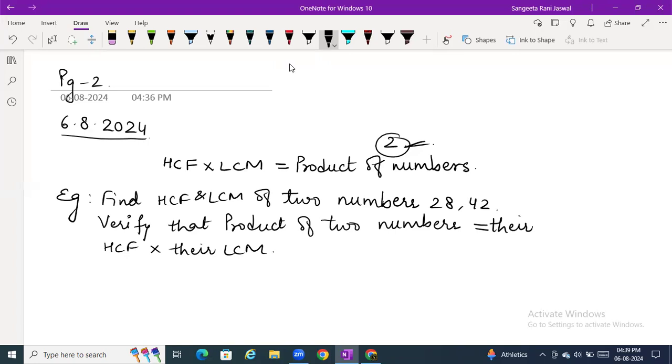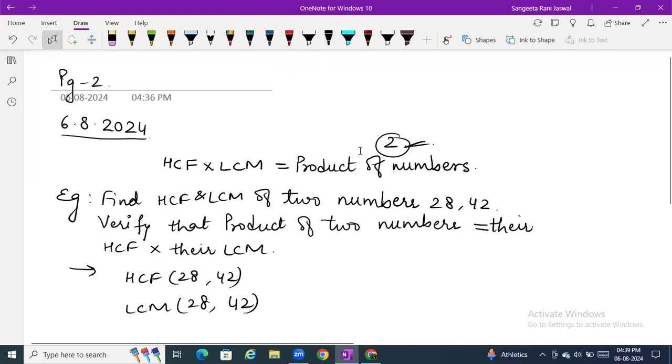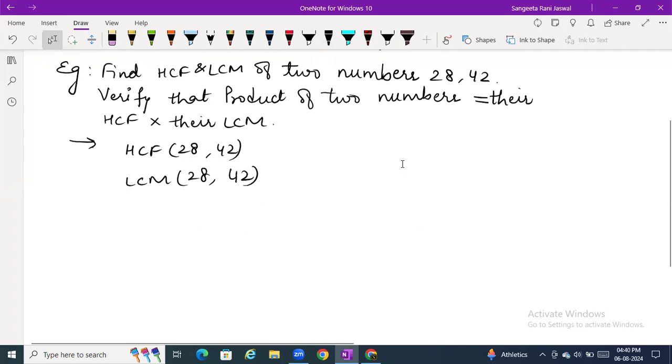Ma'am, so the two numbers are 28 and 42. Yes, two numbers are 28 and 42. So first you will find the HCF and LCM individually. You will first find the HCF of 28 and 42, and then you will find the LCM of 28 and 42. And you have to verify this condition that the product of two numbers is equal to the product of their HCF and LCM. Okay, please find the HCF and LCM of the two numbers.